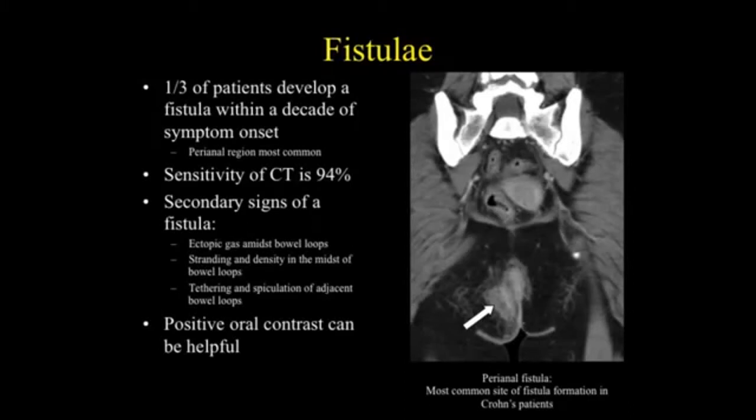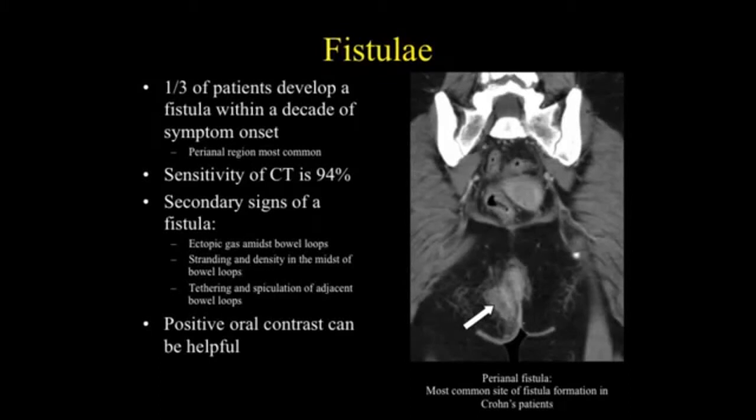Now, the most sensitive signs of a fistula on a CT scan, of course, are going to be directly seeing a fistulous tract between one bowel loop and another. And if you see that, it's not going to be difficult. And if you're really lucky, you're going to see contrast going from one loop to another. But I will point out that you have to be able to make the diagnosis of a fistula based on secondary findings as well. You may not necessarily see the fistula's tract, but in many cases, if I see multiple tethered, radiating loops coming towards a central point with ectopic gas, stranding, density, and spiculation of those bowel loops, then I'm going to be able to make the diagnosis of complex fistulizing Crohn's disease, even if I don't necessarily see the fistulous tract itself.